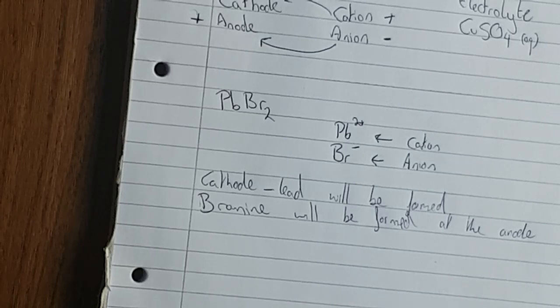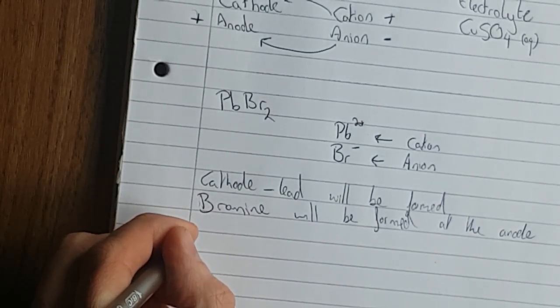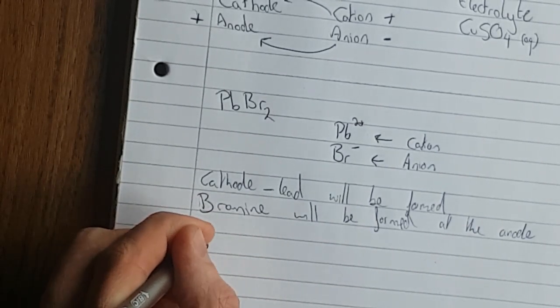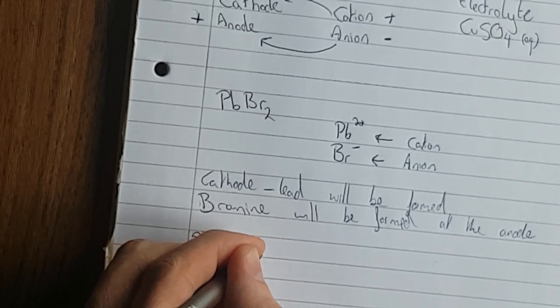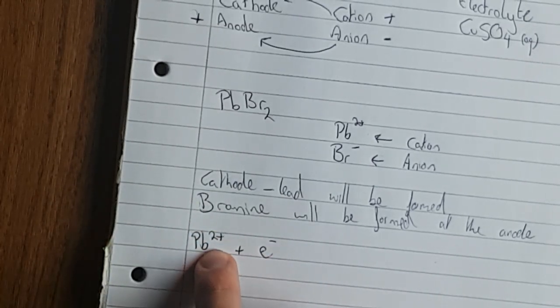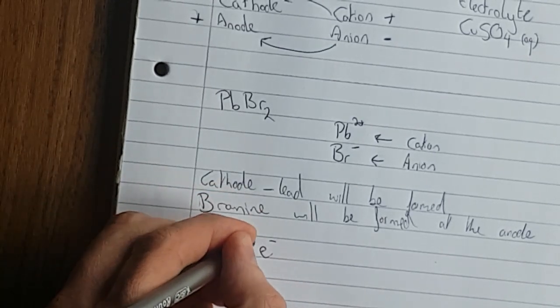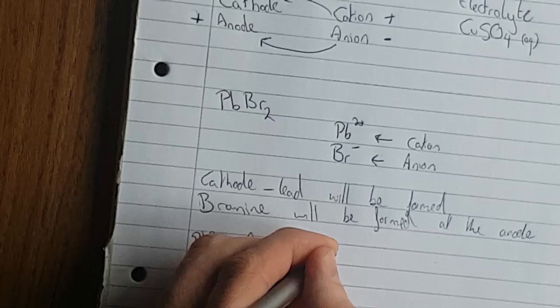And then there's one last thing, that this is only a higher thing, but you also need to be able to do half equations. So it's basically what's happening at both electrodes. So at the cathode, lead will be formed. So we've got lead 2+. Now to form a lead atom, we need to gain an electron, which I represent with an e-. However, lead's got a 2+ charge, so I must gain 2 electrons to form lead.